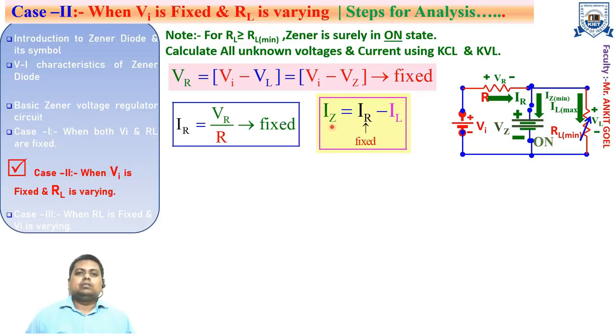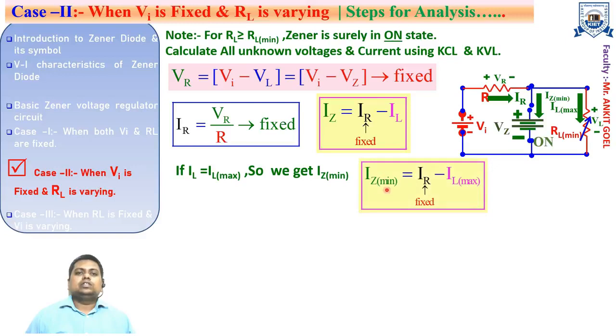Since the first quantity IR is a fixed quantity, it will help me calculate the value of IZ minimum. When you have already calculated the maximum value of IL, we substitute IL by its maximum value. You are subtracting the maximum value from the fixed quantity, so you will get the minimum value of IZ. So IZ minimum can be given as IR minus IL maximum.